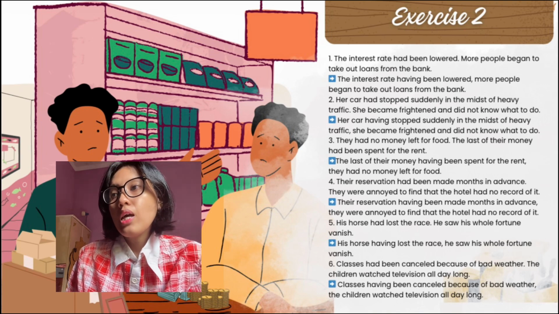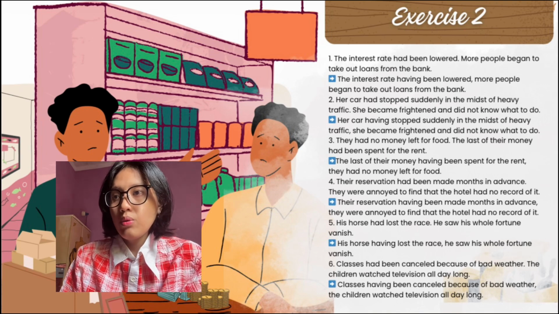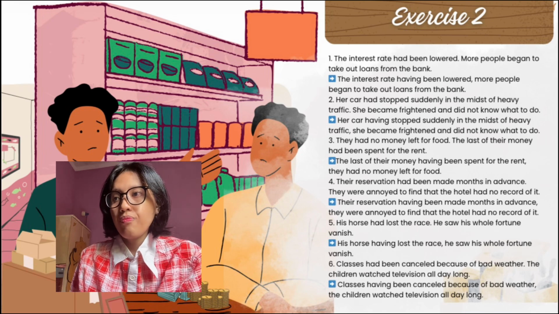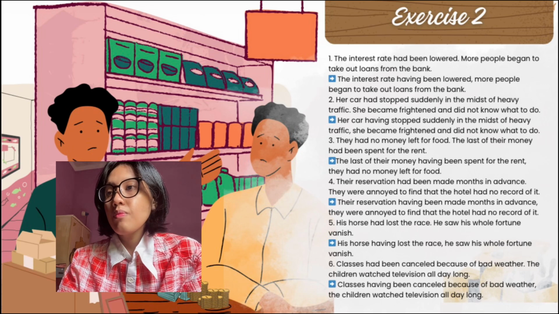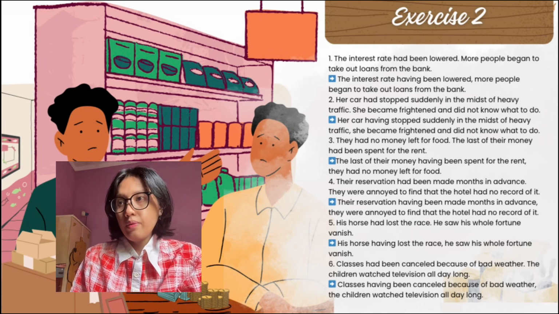Number 5, his horse had lost the race. He saw his whole fortune vanish. His horse having lost the race, he saw his whole fortune vanish.